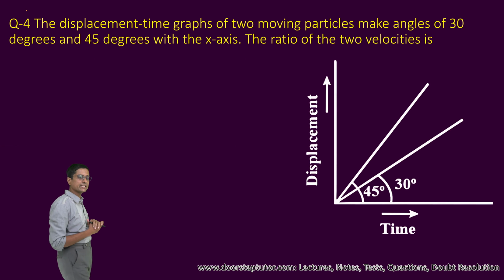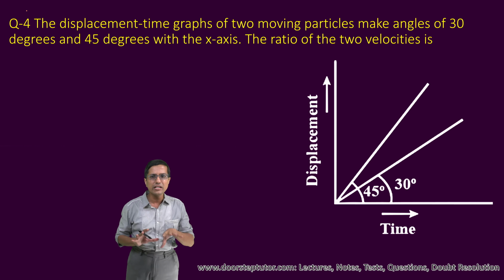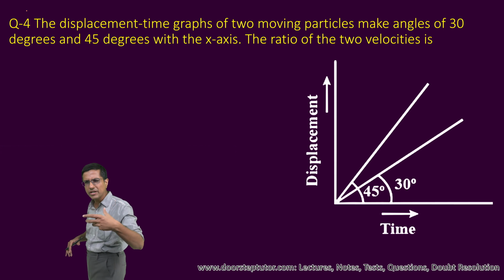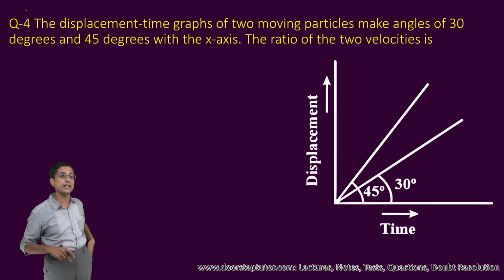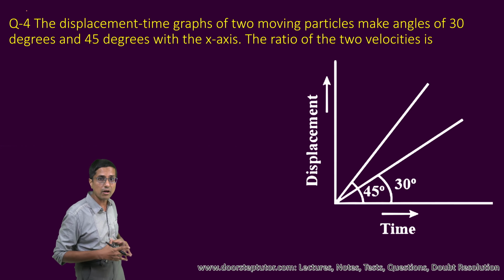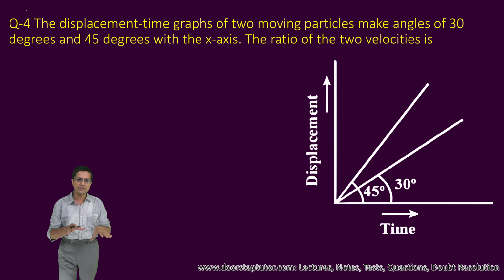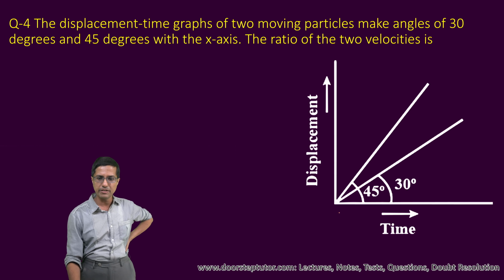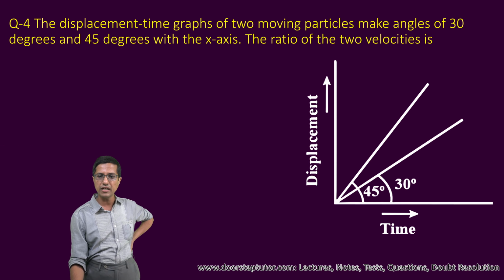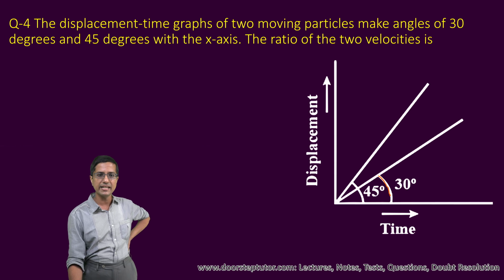Now the next question is a slightly indirect question, where a little bit of trigonometry has been used. So trigonometry becomes very important in this question as well. See, the displacement time graph of two moving particles. Whether it's one or two does not really matter. The main thing is that this is the displacement time graph, and the slope of the curve in one case is 30, in the other case is 45.